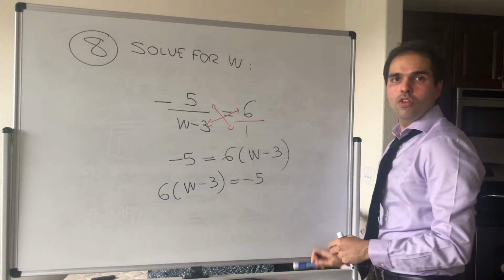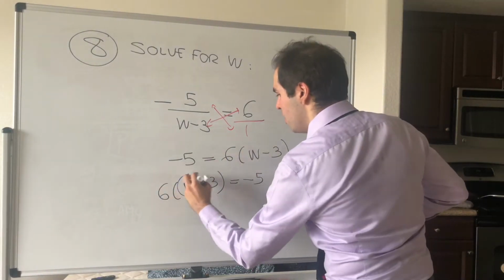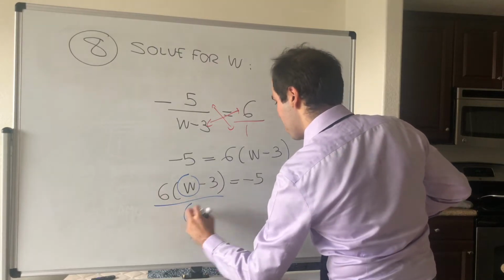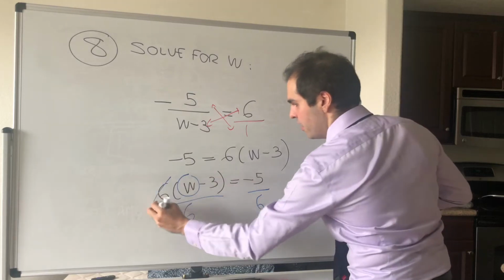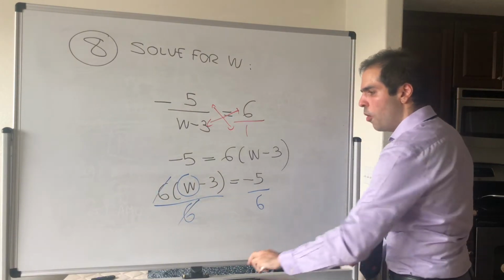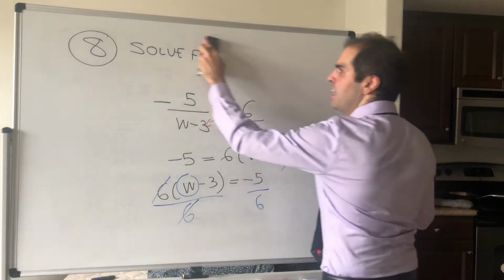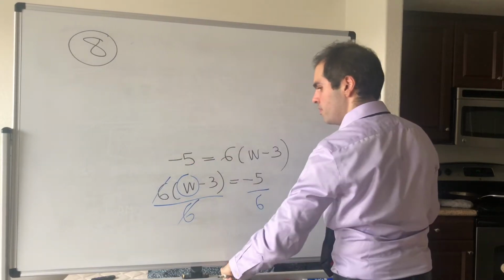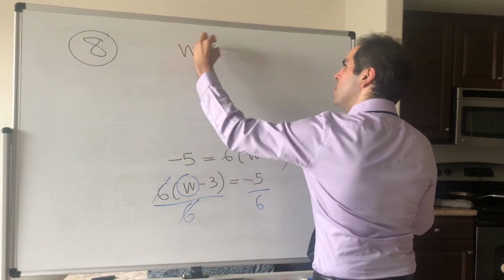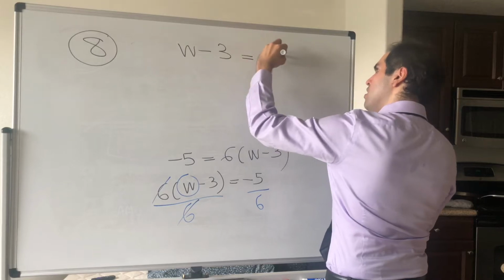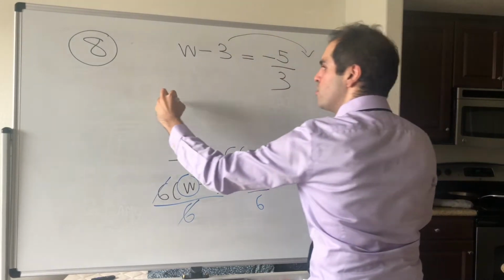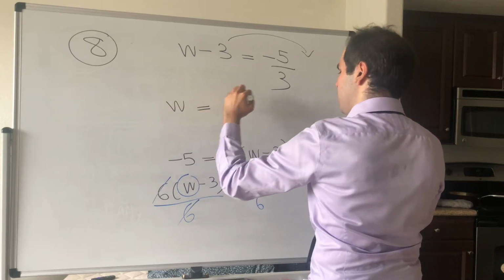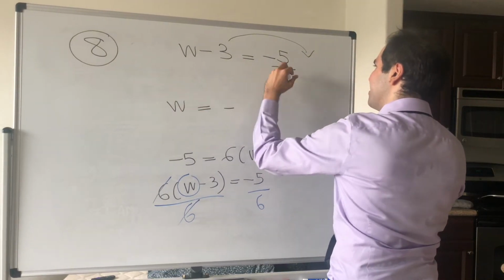And remember, our goal is to solve for w. So let's divide by 6 here. And then this cancels out, and we end up getting w minus 3 equals minus 5/6. And lastly, just add the 3, so w equals minus 5/6 plus 3.